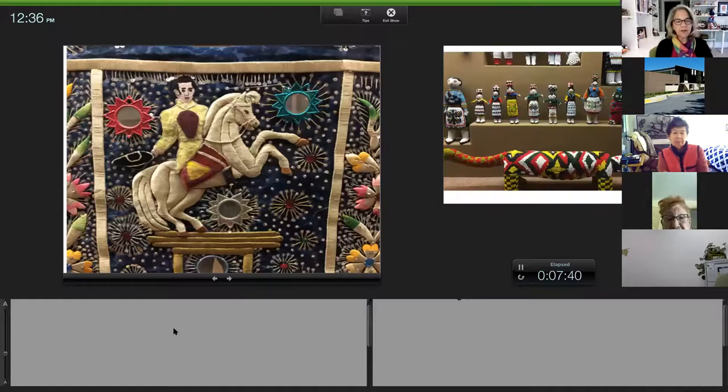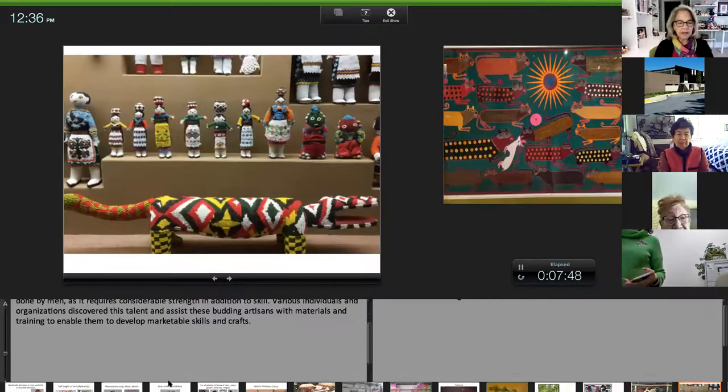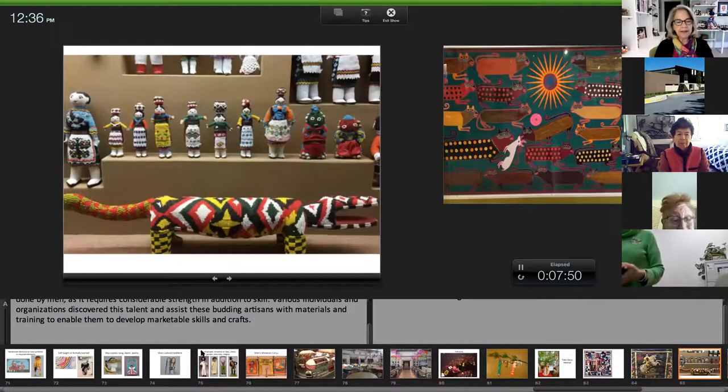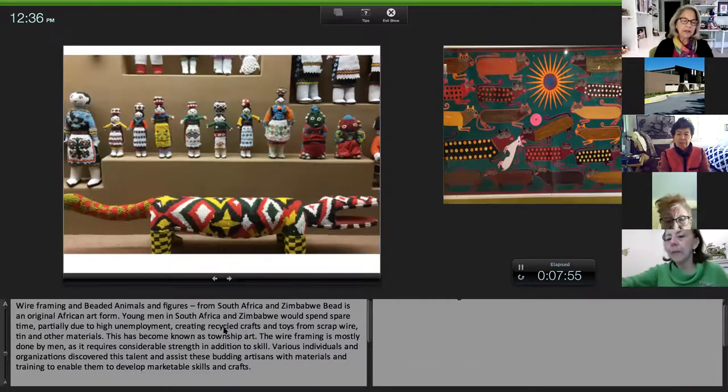This piece I don't know very much about, but I took a picture of it and thought it was pretty amazing. And here's some work. This is beaded work from Zimbabwe and South Africa. And a lot of the men in their spare time will build these figures out of wire and then intricately decorate them with beads. And this was popular and just beautiful all over the museum.